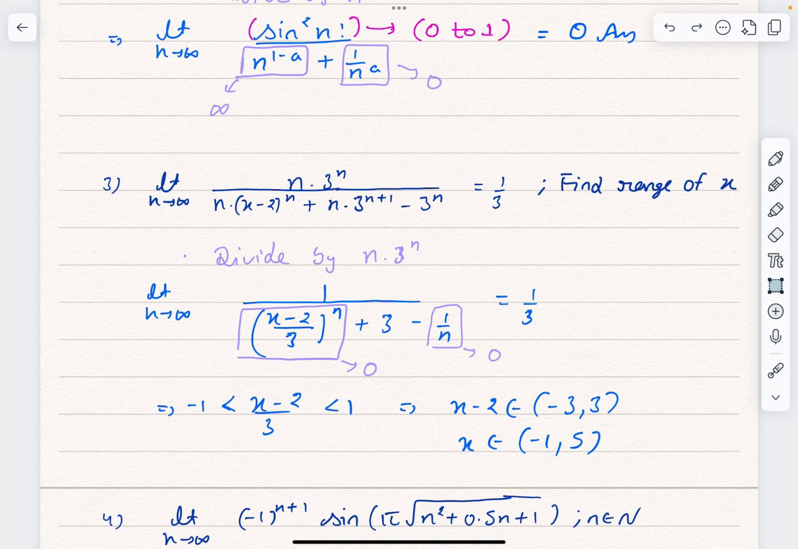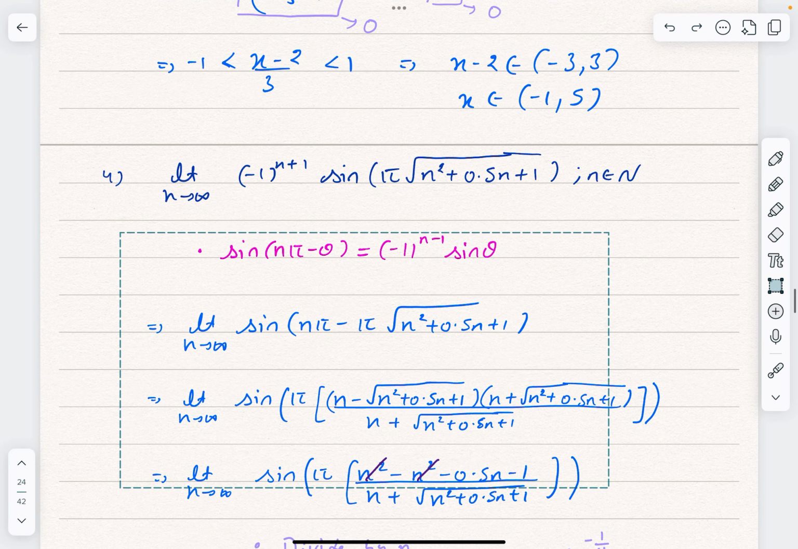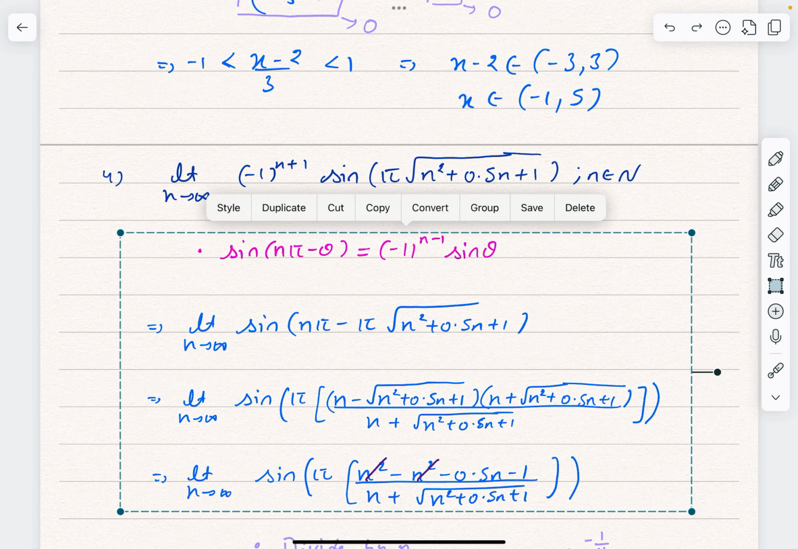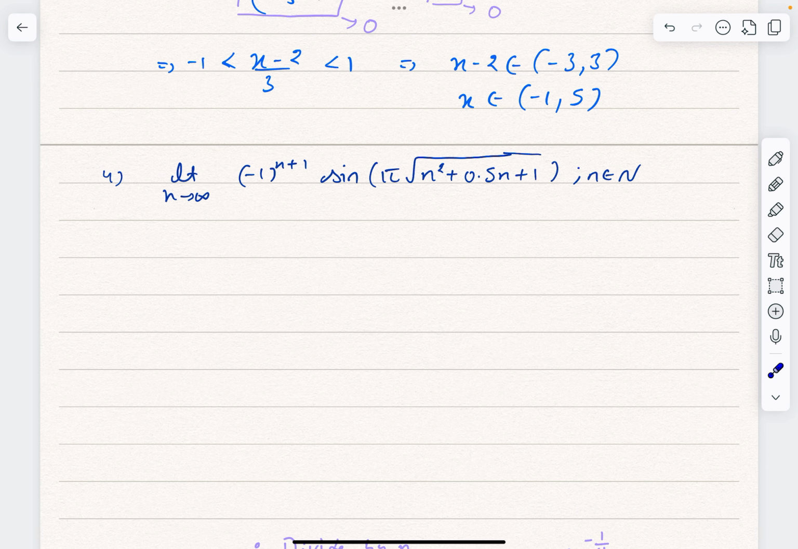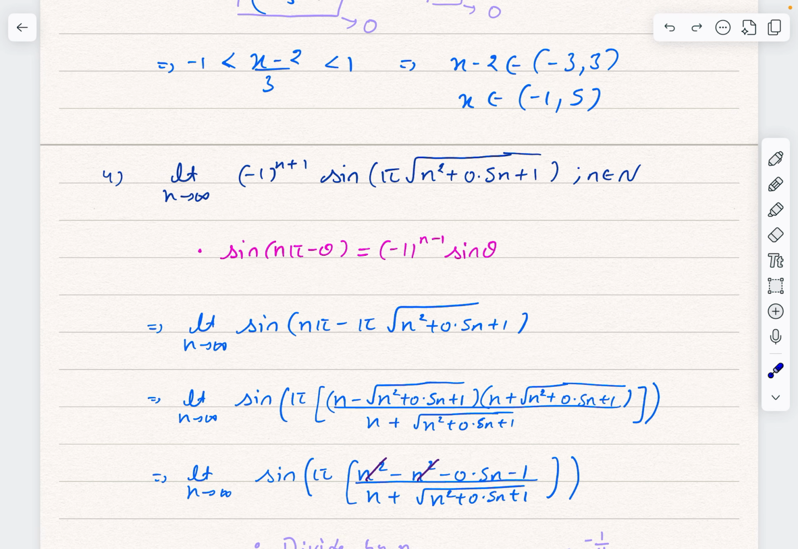This next is a very good problem. You will see this in some typical exams. We have the limit as n tends to infinity of (minus 1) power n plus 1 times sine of pi into square root of n square plus 0.5 n plus 1, where n is a natural number. So good problem, guys. Give it a try. Let us start the discussion now.